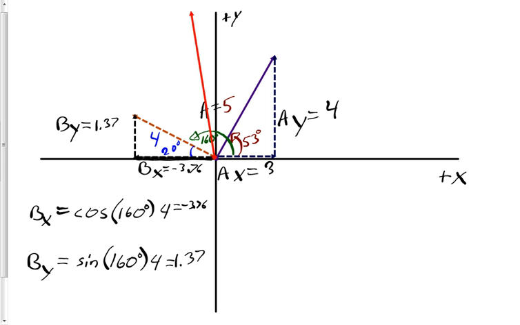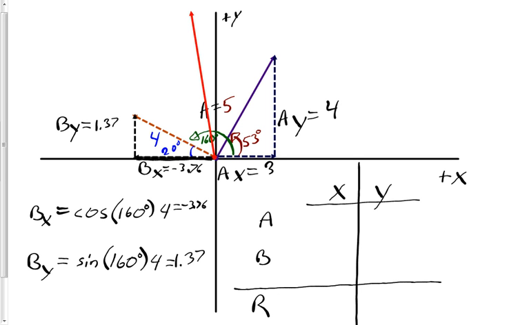Now, what I want to do is make an x, y data table. And with that x, y data table, I'm going to have vector A, vector B, and my resultant. And I'm just doing the two vectors. I could do this with 20 vectors if I wanted to, although that would be a nightmare. With vector A, I have the x component. Well, that was a positive 3. There's the y component. That was a positive 4.